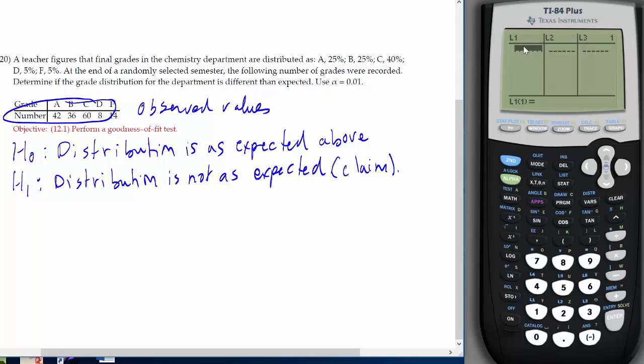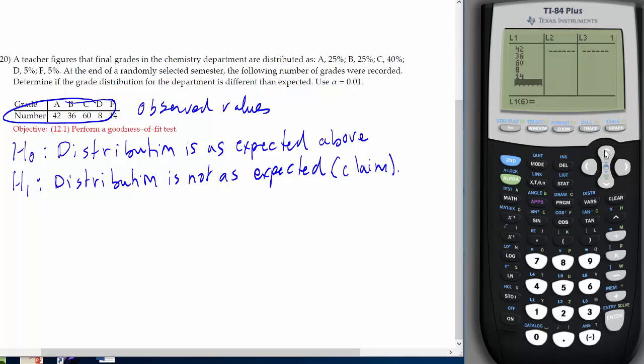So we're going to go to the calculator. We're going to put 42, then the next one is 36, then 60, then 8, then 14. Oh, let's fix this one. That's 36. Enter. 60. Enter. 8. And then 14.